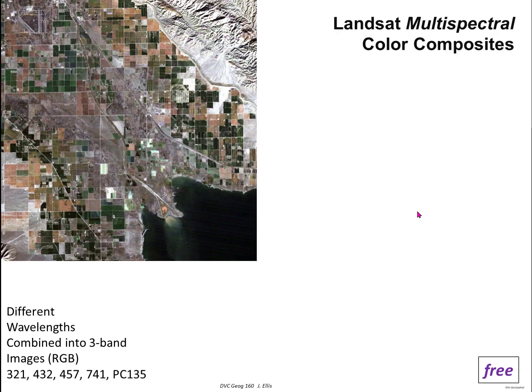Now we can combine any three to make a color composite. Here we've combined the visible wavelengths, and this is what we would see if we were flying over the Salton Sea area looking out the airplane.